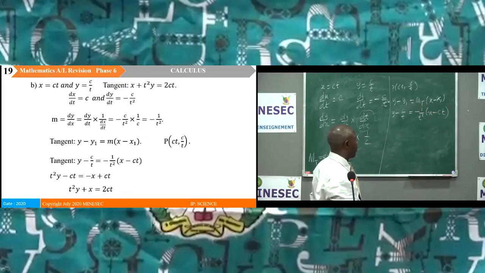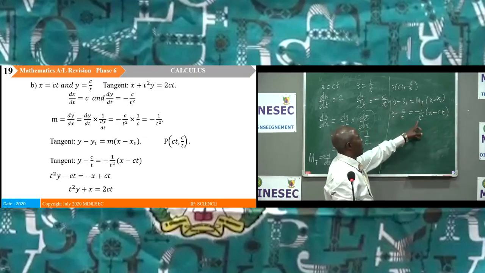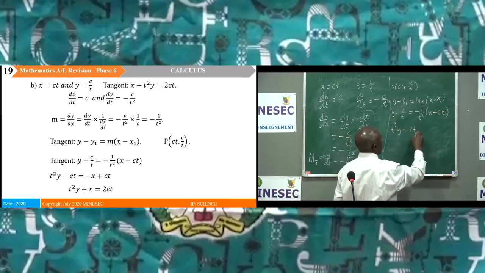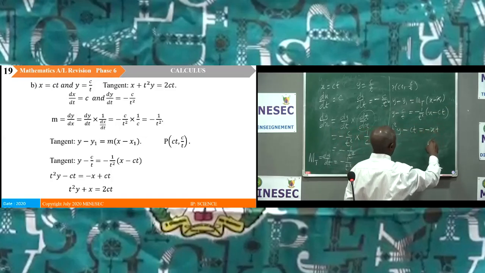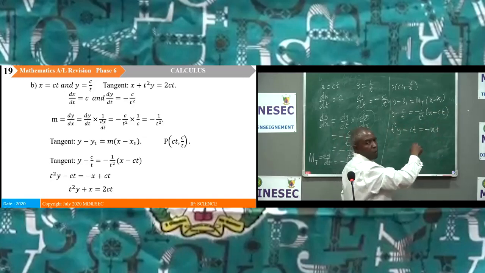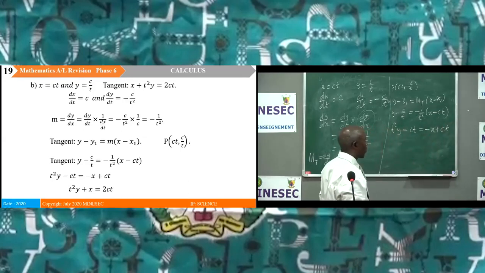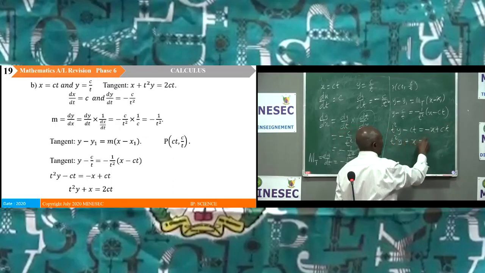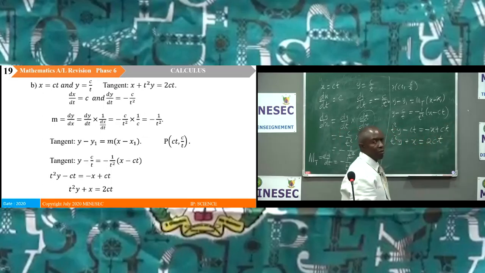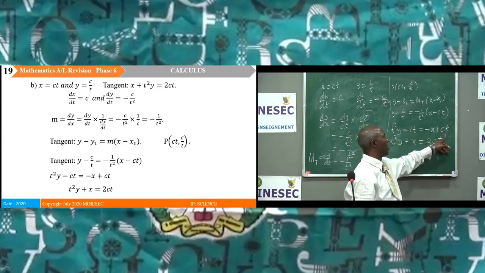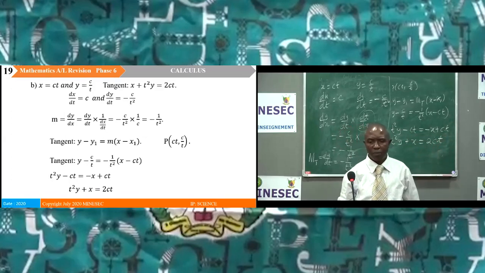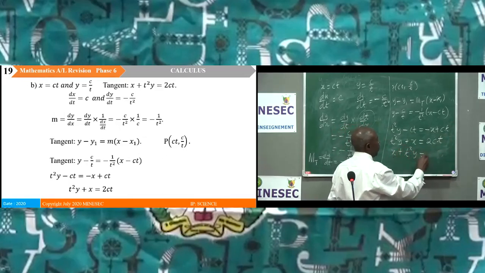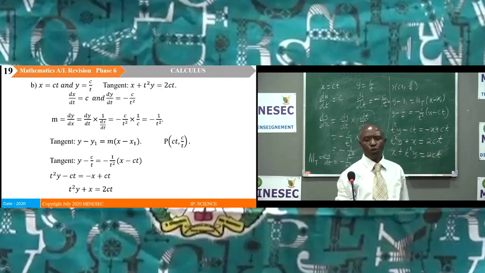Now we multiply all through by t squared, and we have t squared y minus ct equal to negative x plus ct. Now we have t squared y plus x is equal to 2ct. Which now we can take as the equation of the tangent: x plus t squared y is equal to 2ct, as we were asked to show.